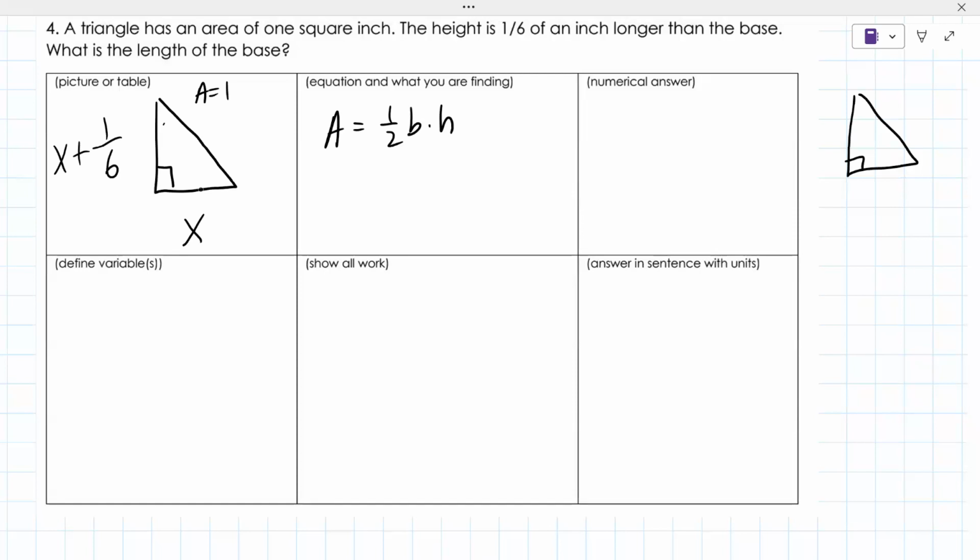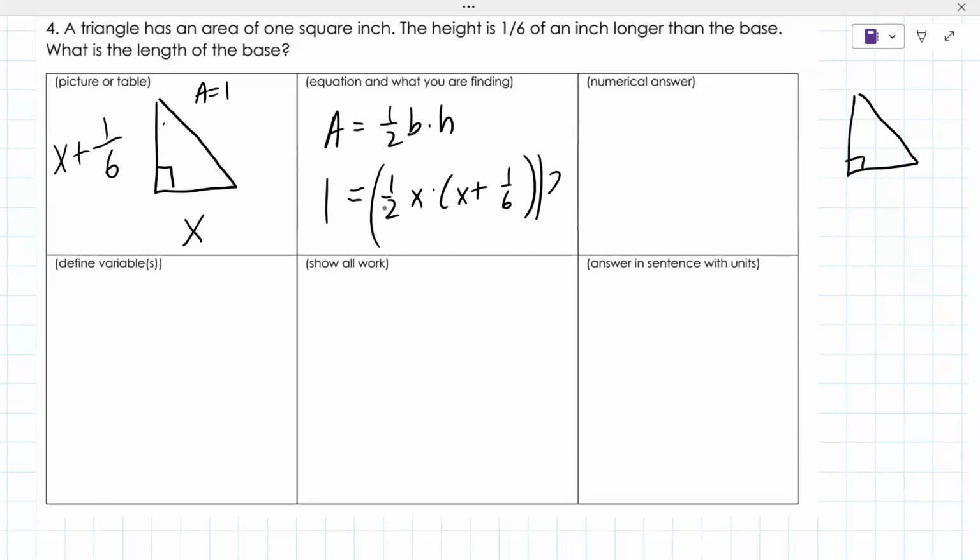Now, we know the area is 1. Go ahead, I wanted to ask something. In this case, would you just plug in x and x plus 1/6 for base and height, since those are the values? Yes. I would also do a few more things, which may not be standard. I would first clear the fraction. Really, I'm anti-fraction. You can deal with it, but it can cause problems.